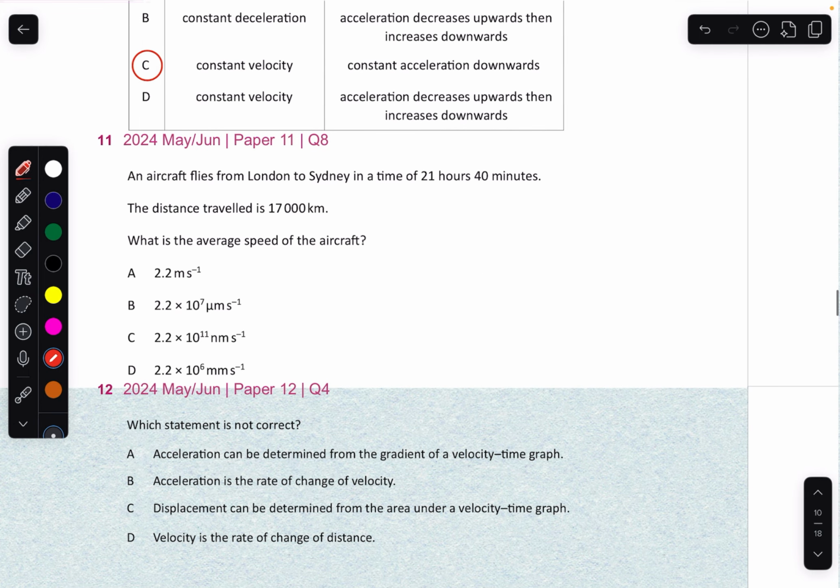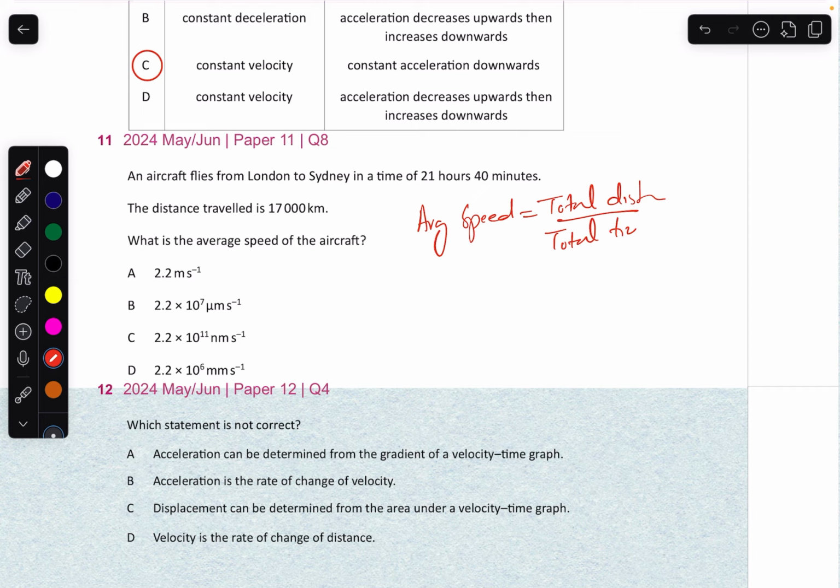Question 11. An aircraft flies from London to Sydney in a time of 21 hours 40 minutes. The distance traveled is this. What is the average speed? Average speed is very easy: total distance divided by total time. If you see the answers, there are different units, so I will first calculate the answer in SI units, then we can justify which unit it is equivalent to. The total distance is 17,000 kilometers, so kilo will be changed into meters.